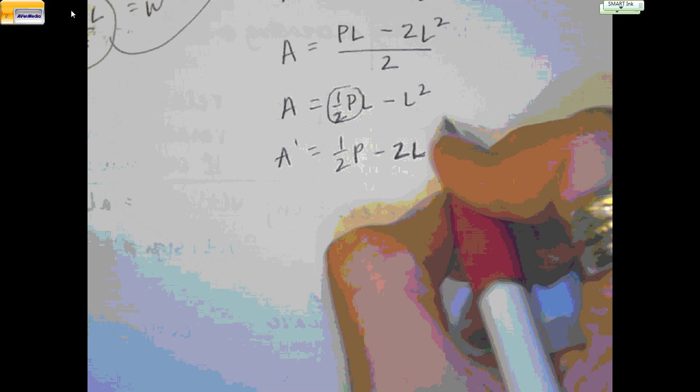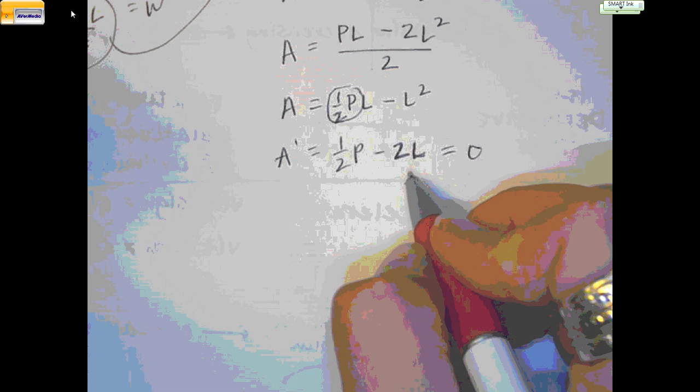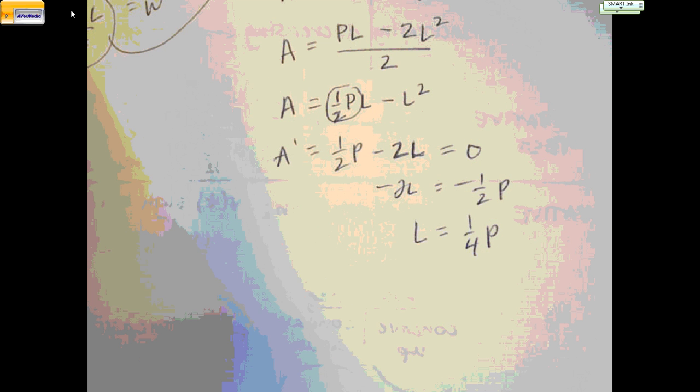So we say, okay, derivative. Remember, this right here is the constant. If you just had a constant like 3L, the derivative would be 3. So we're just going to put 1/2 P, minus, you know that's going to be 2L. And there's our derivative. To find our maximum, we have to find a critical number, so we're going to set it equal to 0. Now I'm going to get L by itself so that I can isolate and find out what length is going to provide the maximum area. So we say negative 2L equals negative 1/2 P. Divide both sides by negative 2 and you get 1/4 P. So that's what our L is.